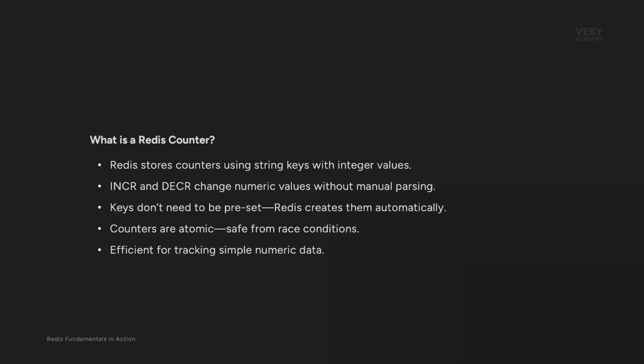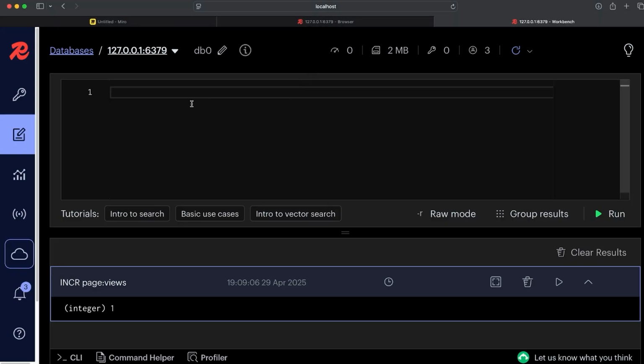Also, these operations are atomic, meaning they're safe to use even when multiple parts of your code might access or change the same counter at once. Redis will make sure the changes happen in the correct order without overlap. So this really makes counters in Redis simple to use, flexible, and also helps reduce the amount of code you need to write to manage numeric values. Okay, so let's put this into action.